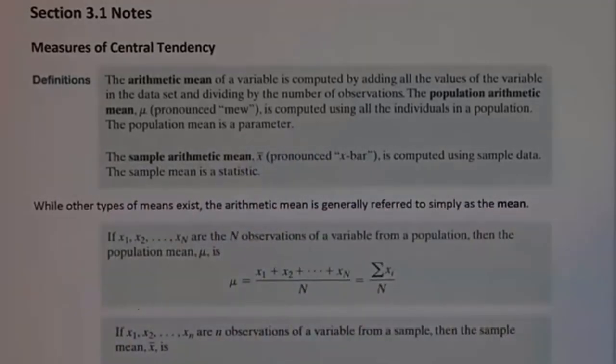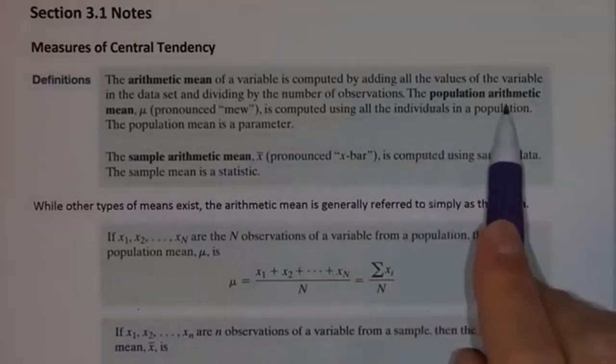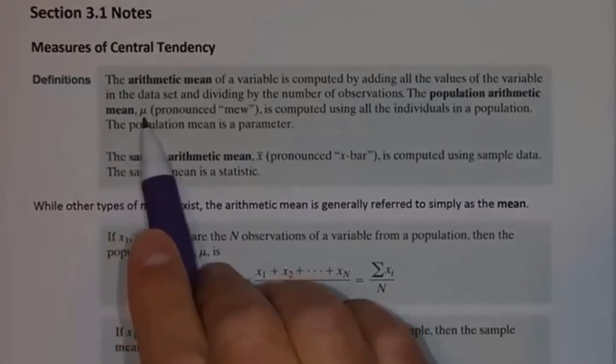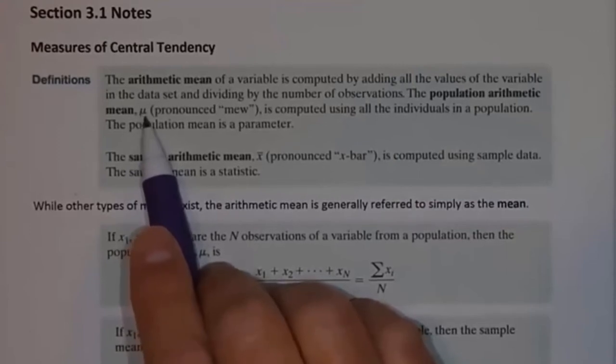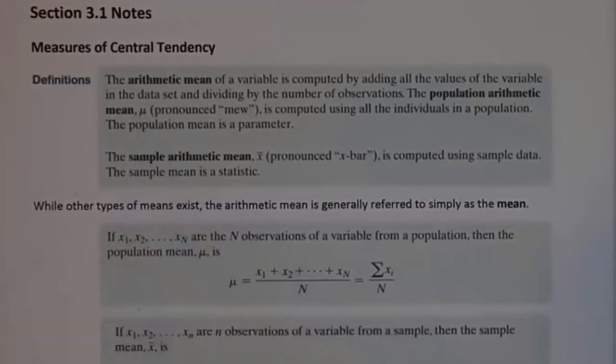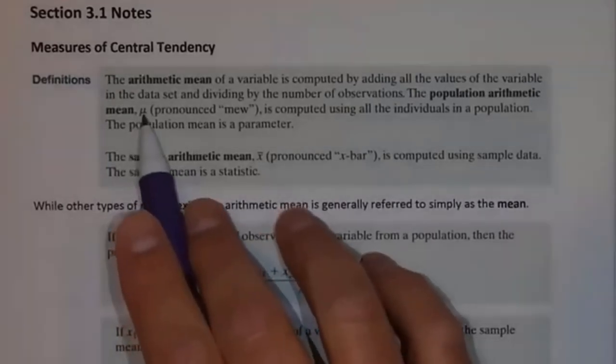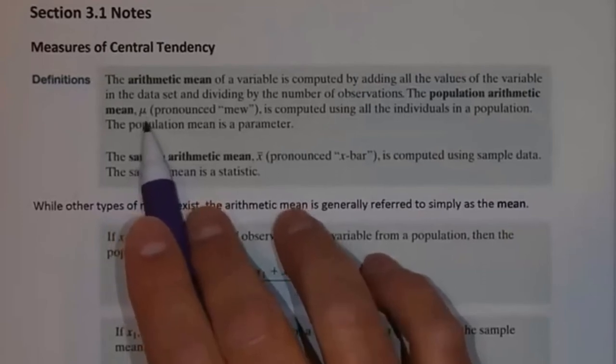Now, we will have a population mean and we will have a sample mean. So the population arithmetic mean is going to be denoted by this symbol right here. That symbol is the Greek letter mu. So mu is sort of like our letter M in the English alphabet, but again, it's Greek. So the population mean is a parameter. So it would be a measurement that is describing the entire population. Parameters are usually going to be denoted by Greek letters in statistics. So again, mu is representing mean.